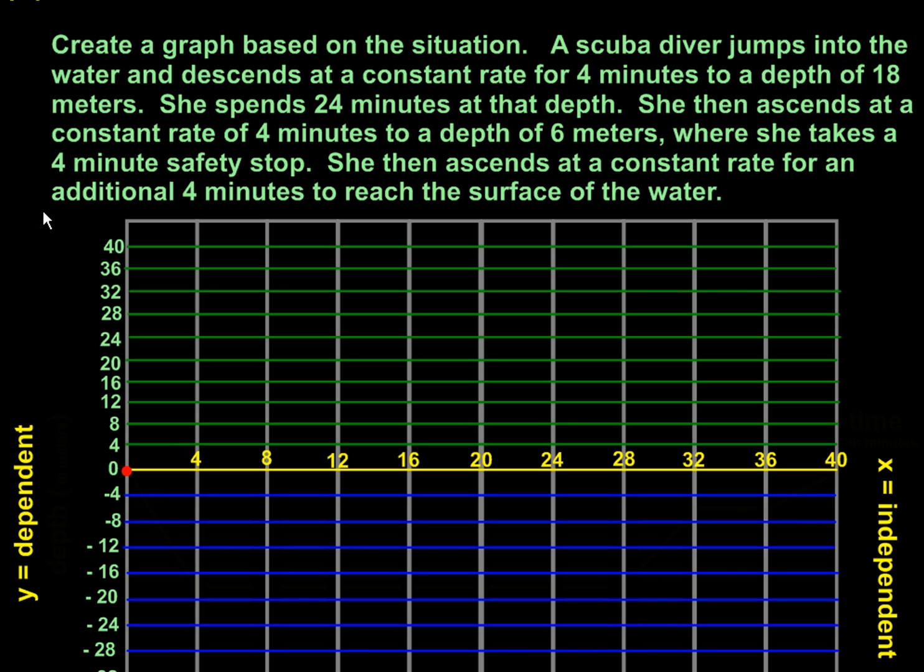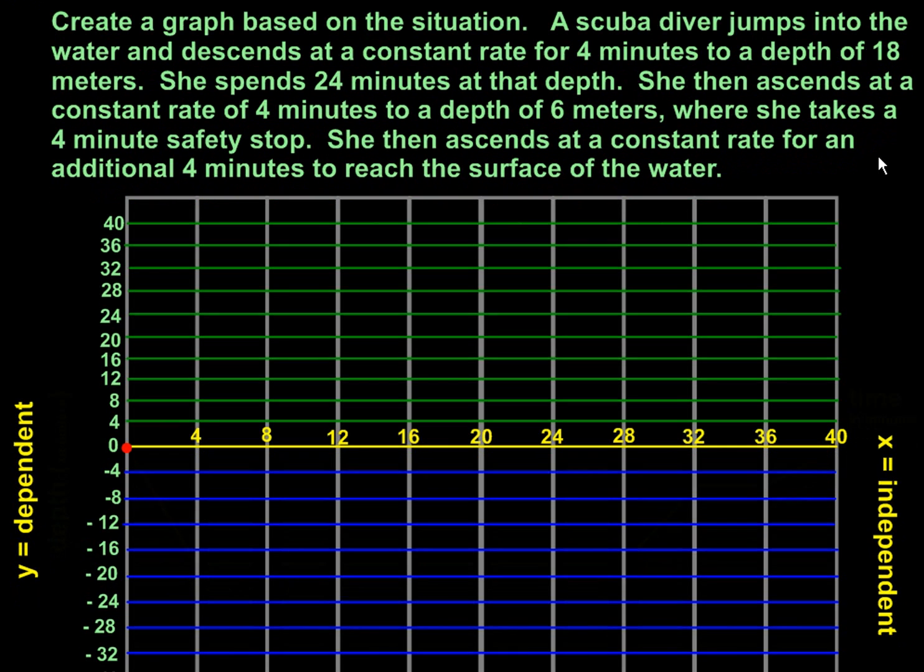Next one we're going to look at asks to create a graph based on the situation. So we have a scuba diver who jumps into the water and descends at a constant rate for 4 minutes to a depth of 18 meters. She spends 24 minutes at that depth. She then ascends at a constant rate for 4 minutes to a depth of 6 meters, where she takes a 4-minute safety stop. She then ascends at a constant rate for another 4 minutes, and then reaches the surface of the water.